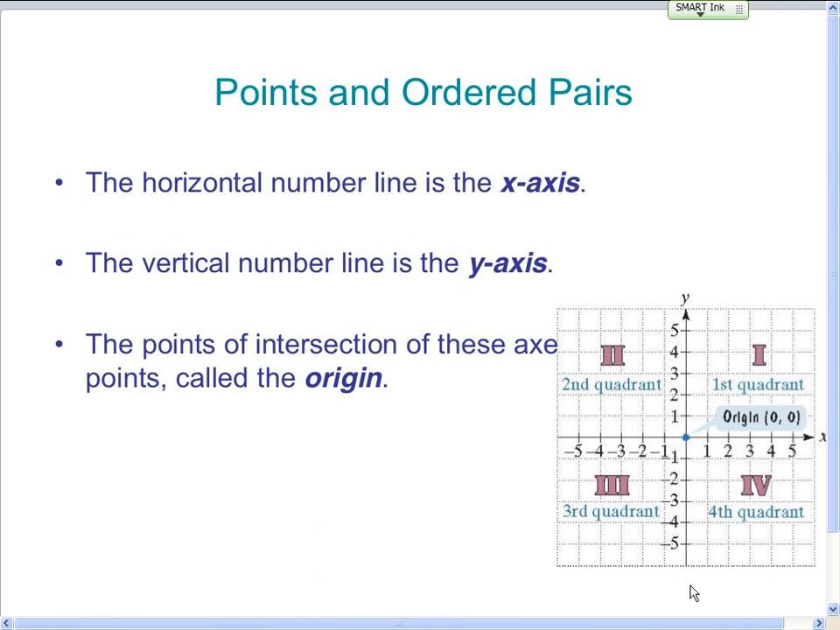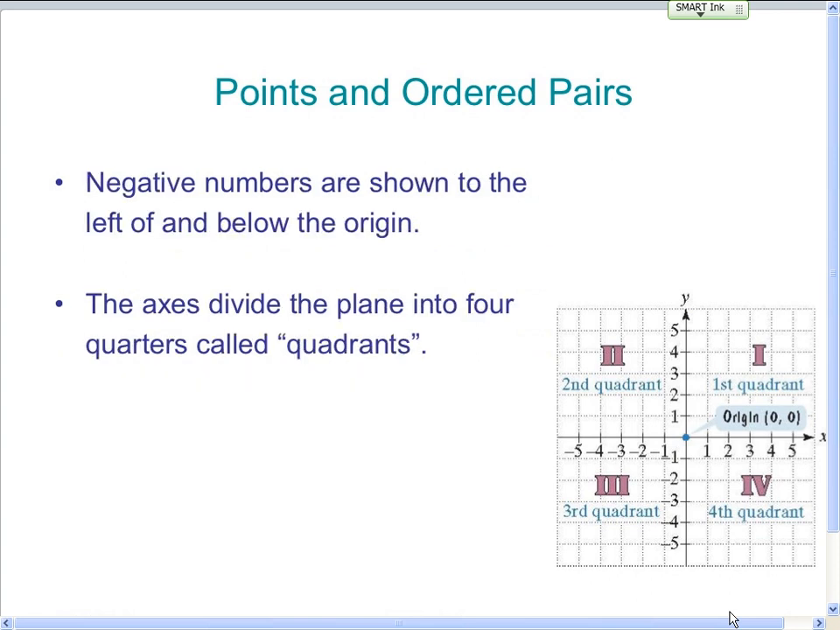The horizontal number line is called the x-axis. That's this one right here. Vertical is the y-axis. Where these two intersect, right here, that is called the origin, or 0, 0. Negative numbers are to the left and down. Positive numbers obviously are to the right and up.